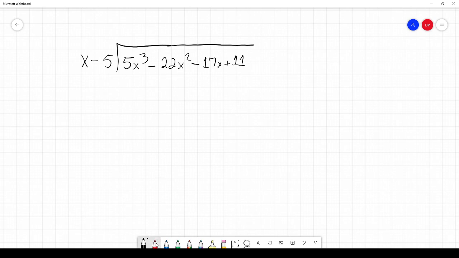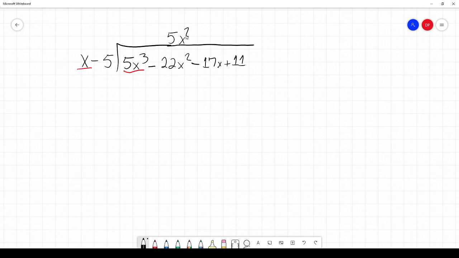So you're looking at your first term inside. In this case, we're going to start with 5x cubed, and then you're going to look at your first term on your divisor. And you're going to ask yourself, this x times what is going to give me 5x to the third. That's really what division is. So in this case, it's going to be 5x squared. So we're going to put that right here.